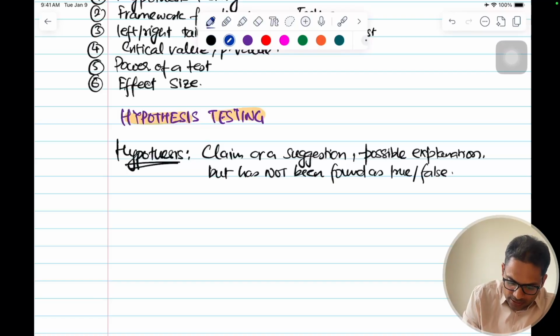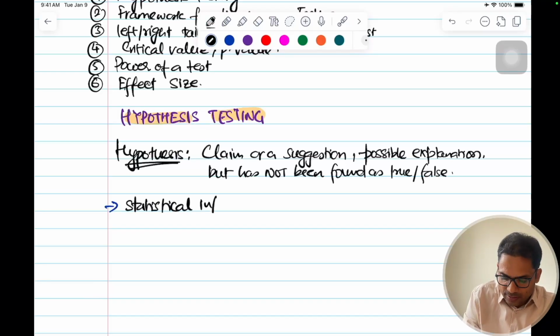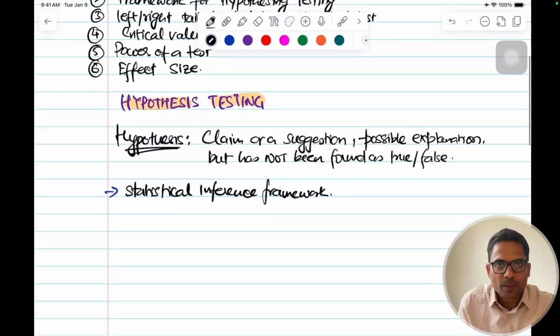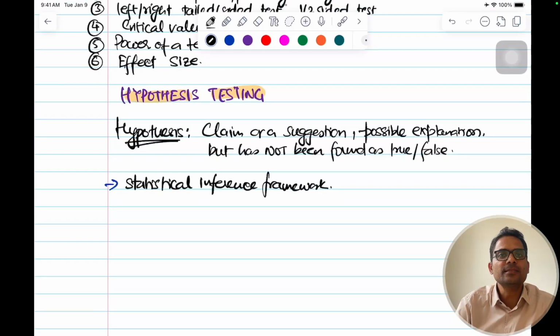So what is hypothesis testing? This is the theoretical part. It is a statistical inference framework: we want to infer something from the data, whether some claim is right or wrong. It is used to make decisions about a population, so it is used to make decisions about a population parameter.